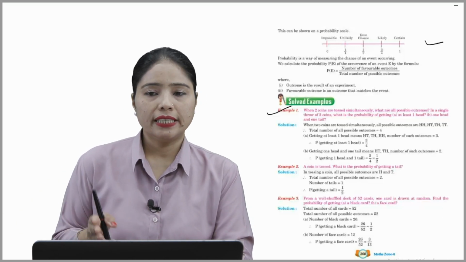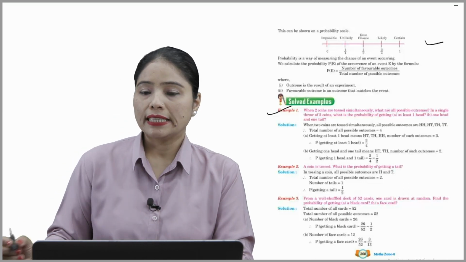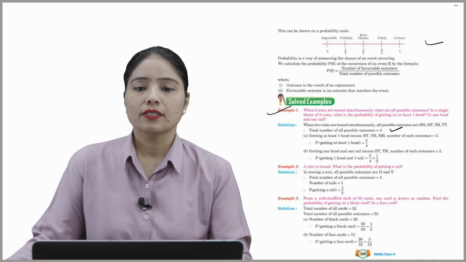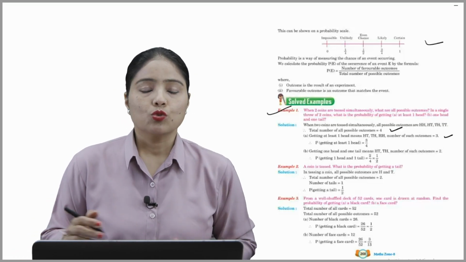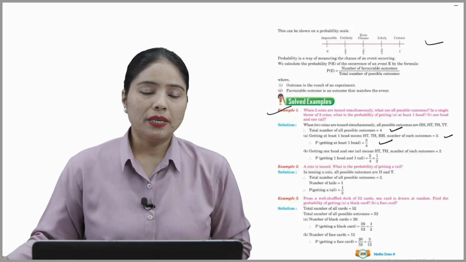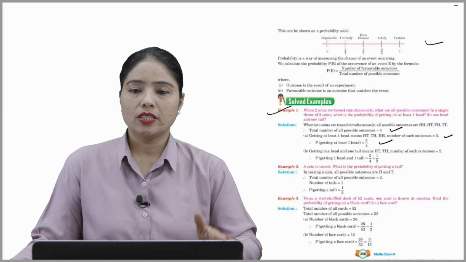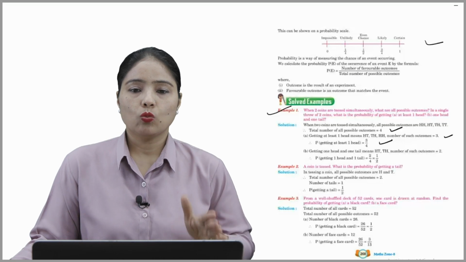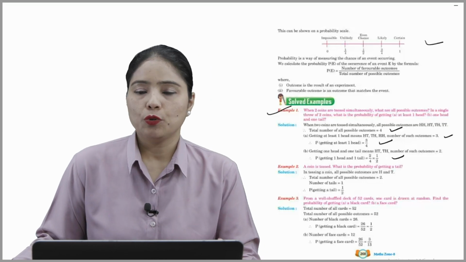HH, HT, TH, TT. So therefore, total number of all possible outcomes is how many? Yes, 4. Okay. So getting at least one head means HH, HT, TH, so number of such outcomes is how many? 3. So P of getting at least one head is equal to 3/4 beta. B1 is getting one head and one tail, means HT and TH. Number of such outcomes is equal to 2. That means P of getting one head and one tail is 2/4, that means beta we call it half. I hope you understood well.